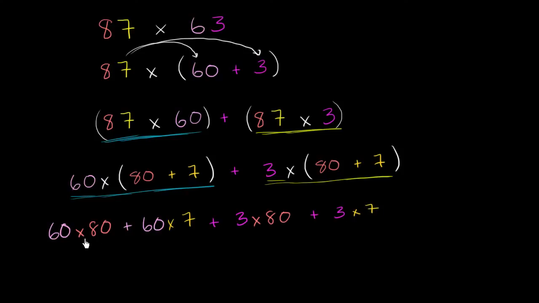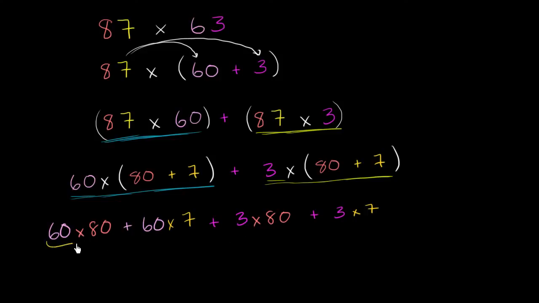So notice what we really did is we thought about what each of these digits represent. 8 represents 80, 7 represents 7, 6 represents 60 because it's in the tens place. The 8 was in the tens place as well. This 3 is in the ones place, so it's just 3. And we just multiplied them all together. We multiplied the 80 times the 60, the 80 times the 3, the 7 times the 60, and the 7 times the 3. And then we add them all up together. And this will actually give us our product.